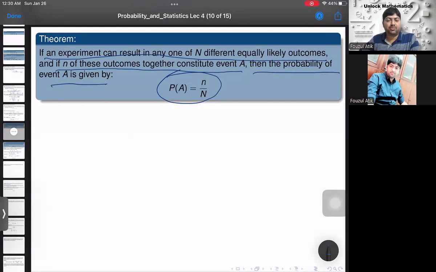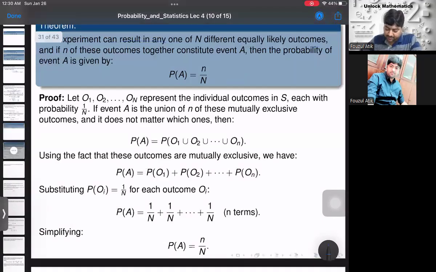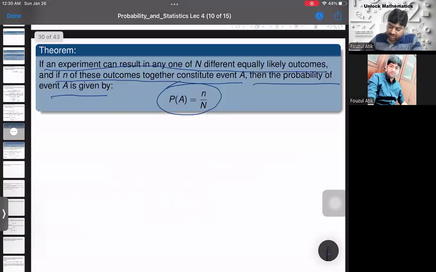Now this is one kind of probability formula we all have learned in our childhood. So how to prove that? Suppose A is equal to, so we can write down all the outcomes.